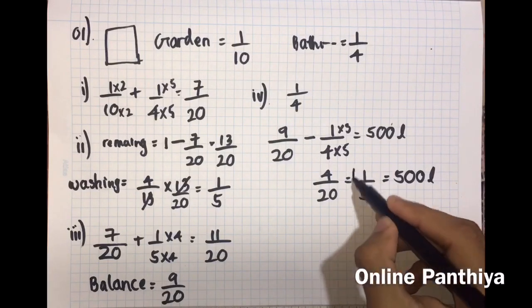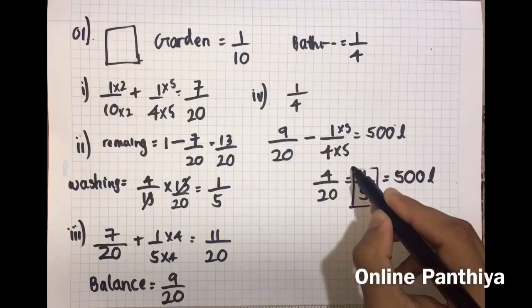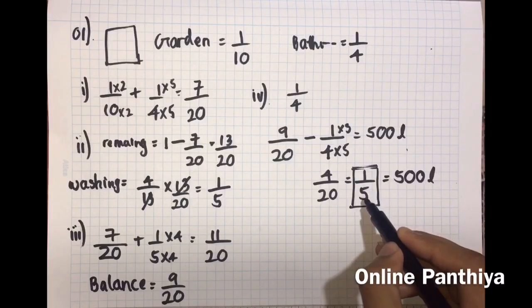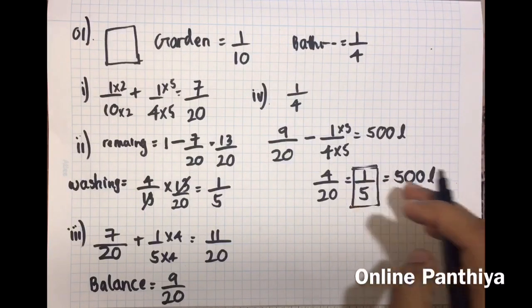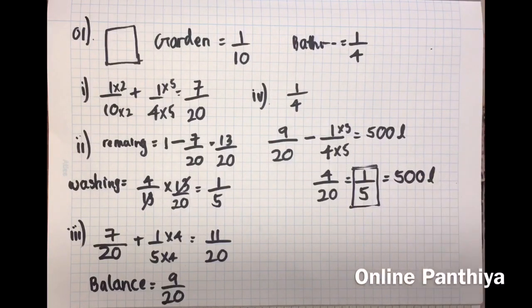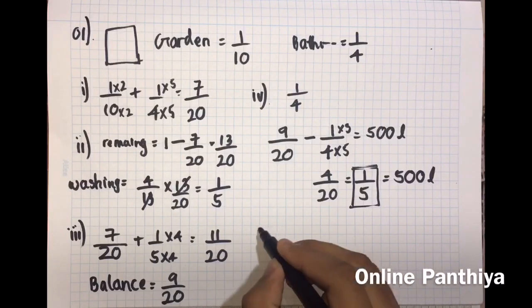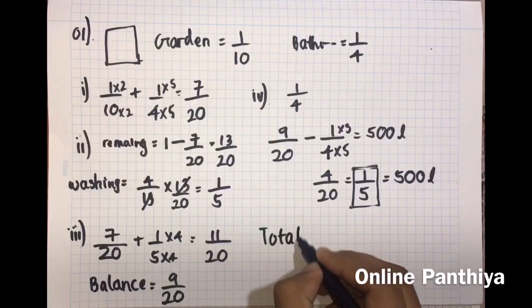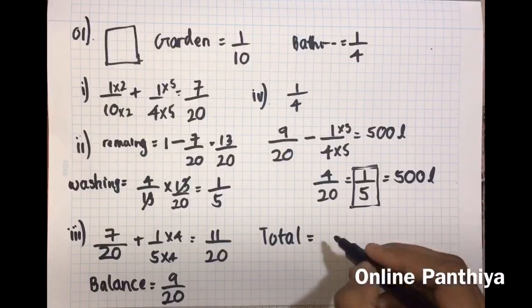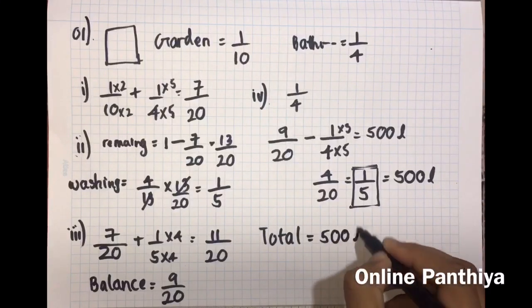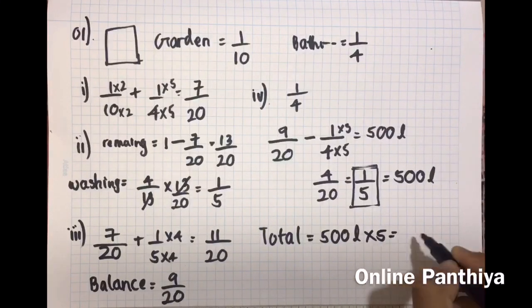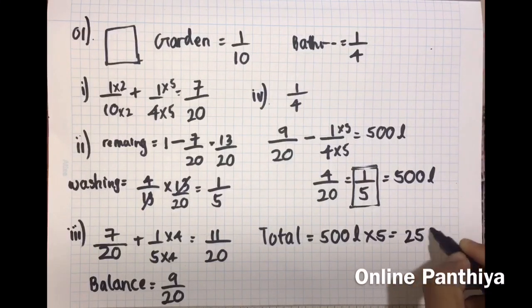How? This is the total capacity. The total capacity of the tank is divided into 5 portions, and out of that, one portion is equal to 500 liters. So how do we find the total? In order to find the total capacity, you have to multiply 500 liters by 5. That is going to give me how much? 2500 liters. Okay, I hope that was okay.